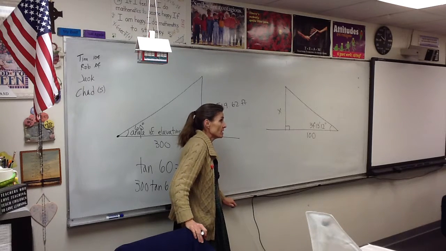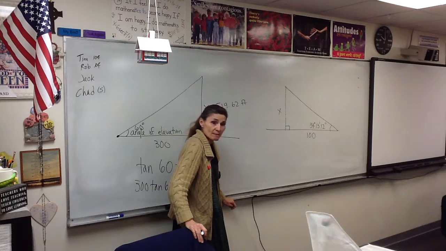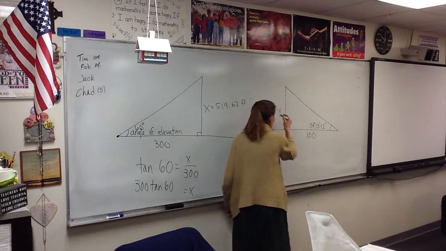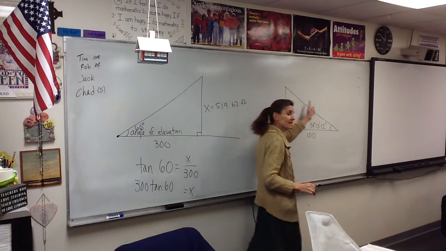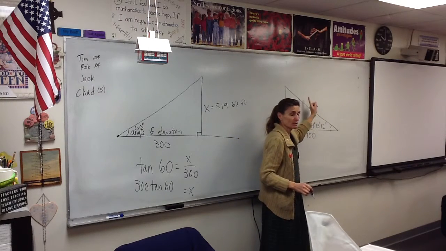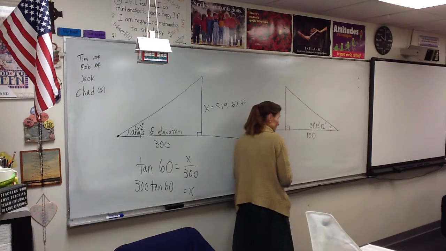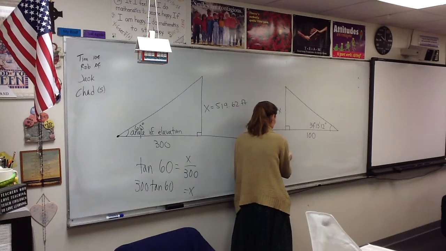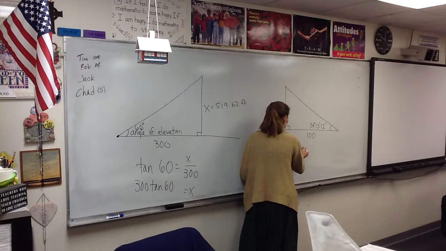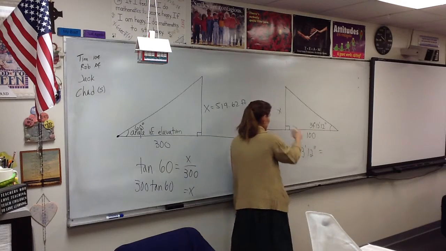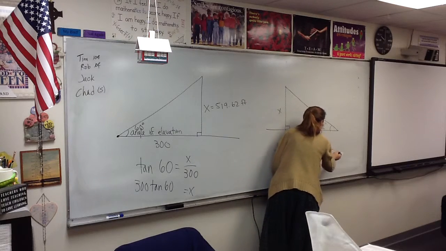What do you think? One more time, it's going to be tangent, because involved in the problem are these two sides. This side's not involved in the problem. It's not labeled. This is opposite. This is adjacent. So I'm going to use tangent again. Tangent equals opposite over adjacent.